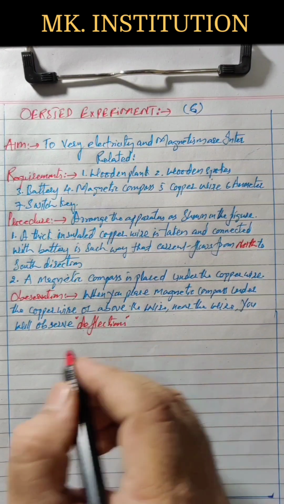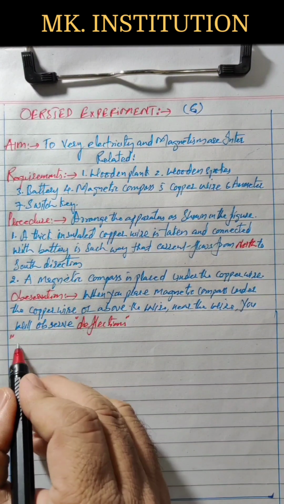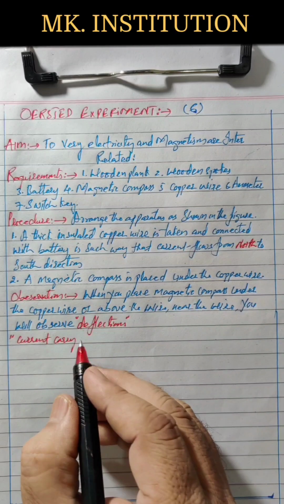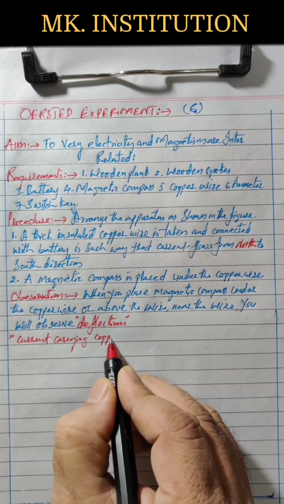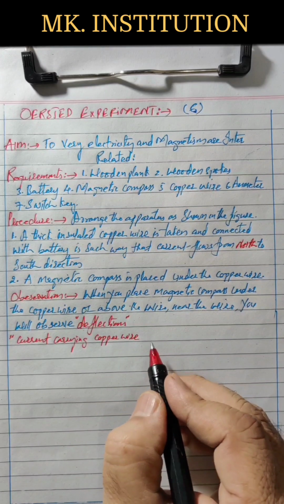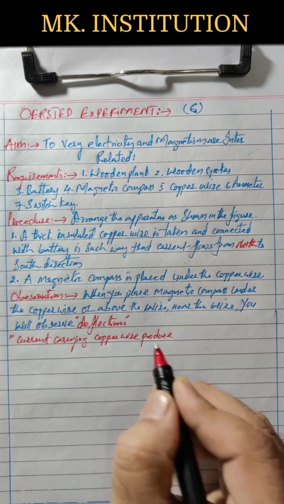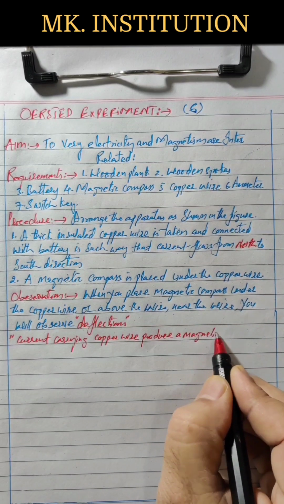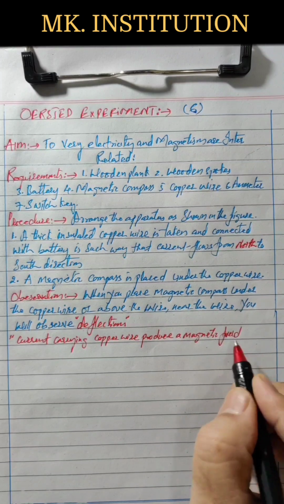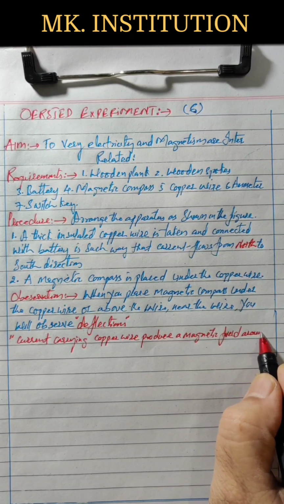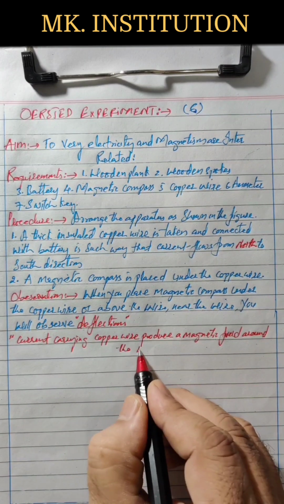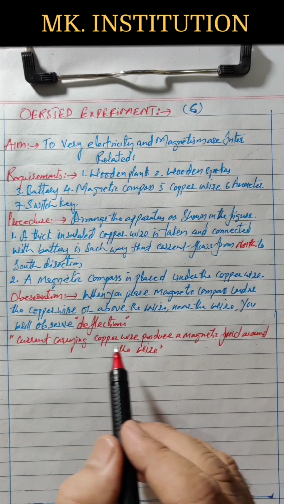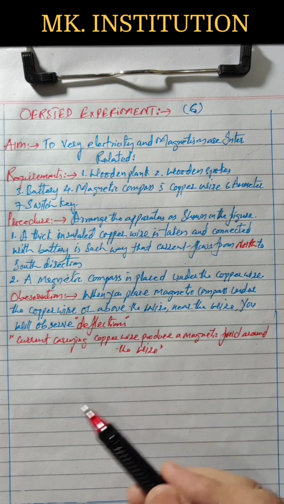Then with this deflection, what can we say? This is a very important point in this answer. A current carrying copper wire produces a magnetic field around the wire. This is the important point here. So the wire which is carrying the current, along with the current, a magnetic field also can be observed. That is what he found out.